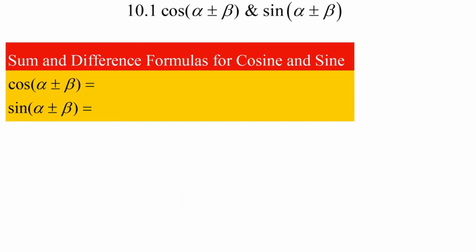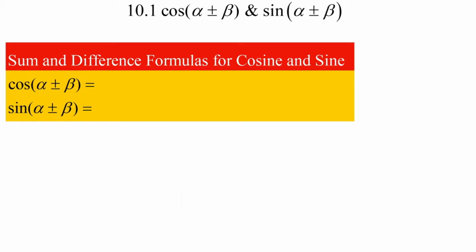Okay, so welcome to the first section of chapter 10. This is 10.1, cosine of a plus or minus b and sine of a plus or minus b. And this is your sum and difference formulas for cosine and sine. I should say these are right here below.